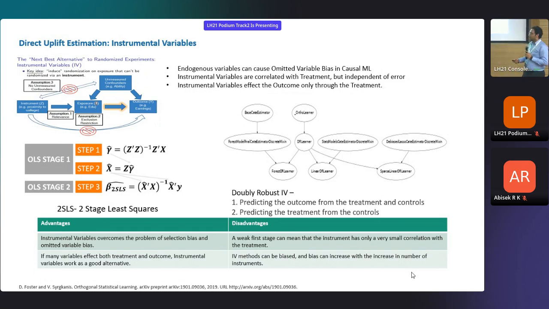Again, this works well in case there are a lot of confounders present, and there are variables which are affecting both the treatment and the control. So this can take care of the omitted variable bias, but the difficulty here is that if the instrumental variable is not properly chosen, it can be a weak first stage learner, and the relationship with the treatment may not be very good. And also these instrumental variables introduce bias. So if a lot of instruments are used, then it can eventually lead to more bias in the outcome.